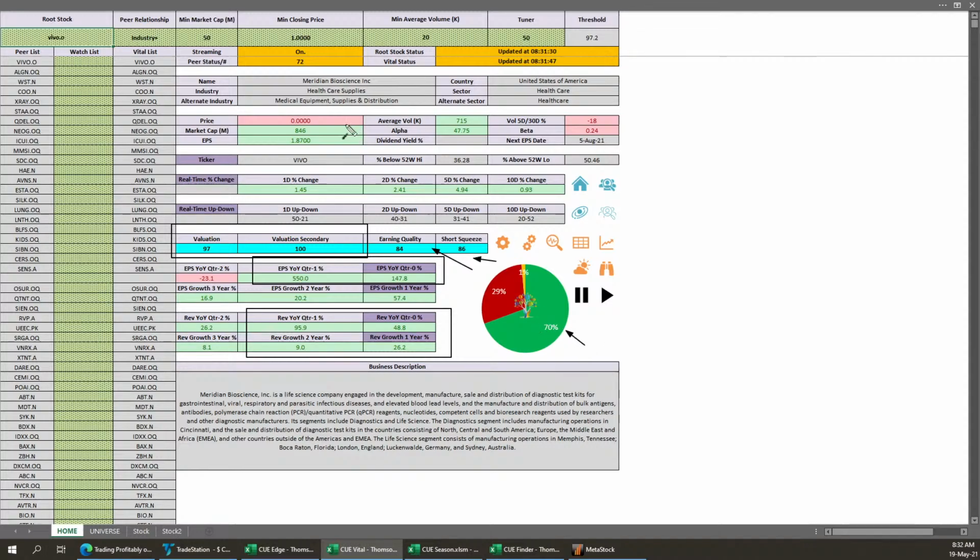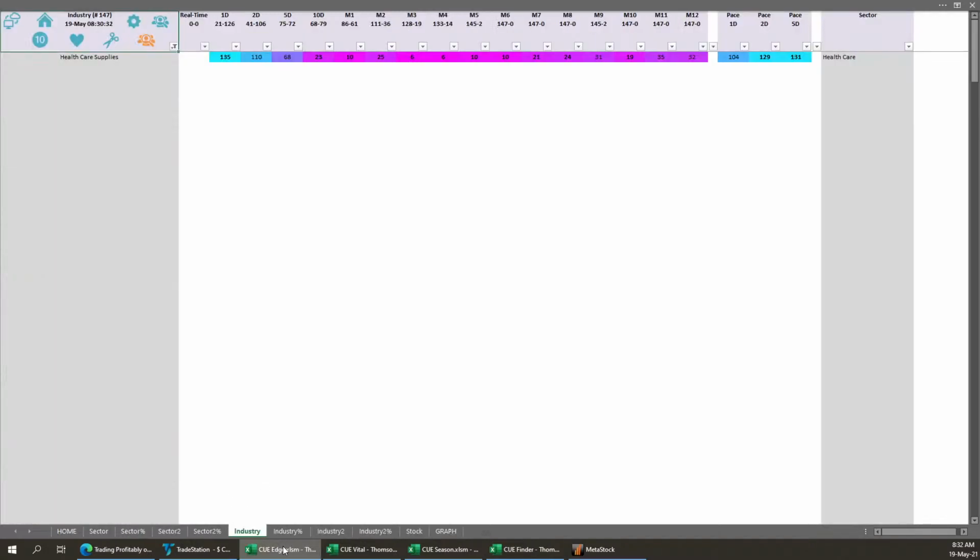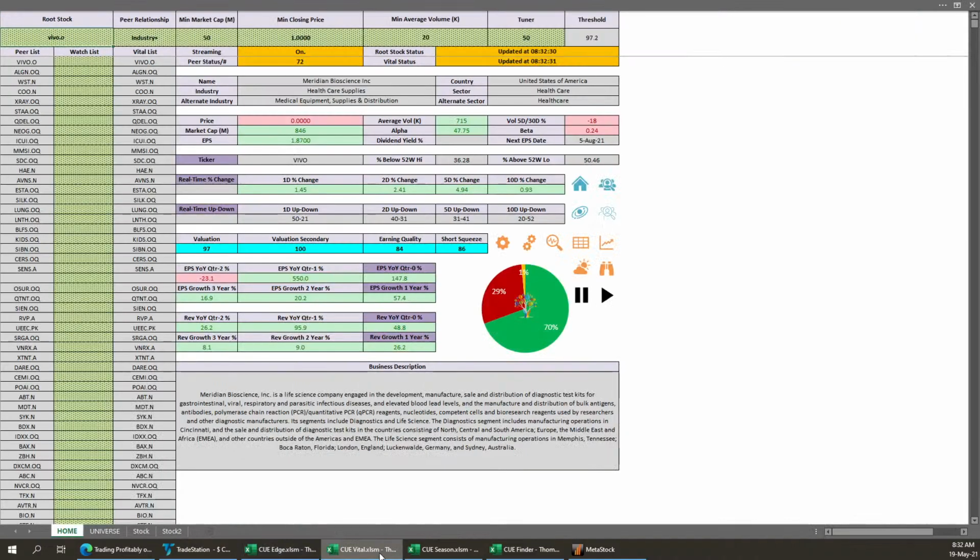Yesterday, 70% up, 72 PR stocks of Meridian Bioscience, ticker symbol Vivo, they went up. So industry, fundamental, technical, everything was in my favor. The industry was weak for a long time and fundamentals are very strong. So these are stocks I don't mind buying and holding for the longer term.